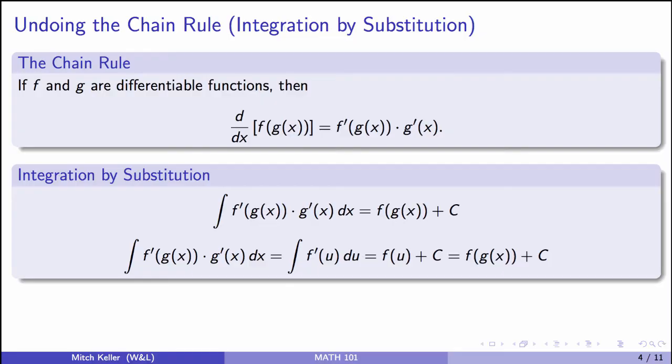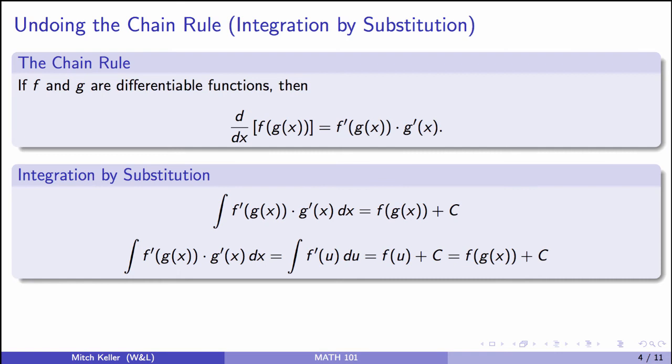In more generality, we can look at the full form of the chain rule and undoing it. That's really what integration by substitution is. It's a method to undo the chain rule. So remember the chain rule. If we have two differentiable functions, f and g, we can differentiate f of g of x and say that's the derivative of the outside function, f, evaluated at the inside function, g, times the derivative of the inside function, or g prime.